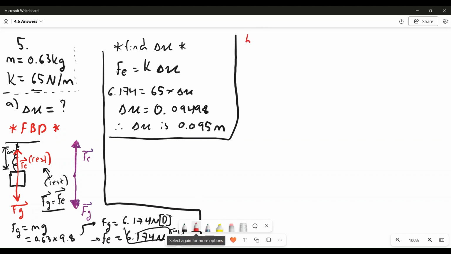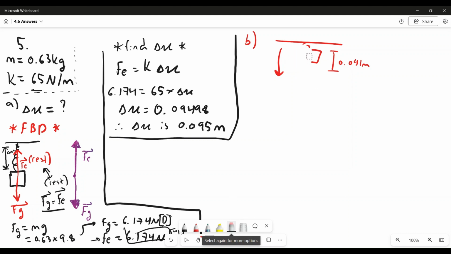So part B, if it's not at static equilibrium, and this is the top, and we have a spring over here, and you have this, and you just let it drop. And you let it drop for a distance of 0.041 meters. What would be the acceleration?